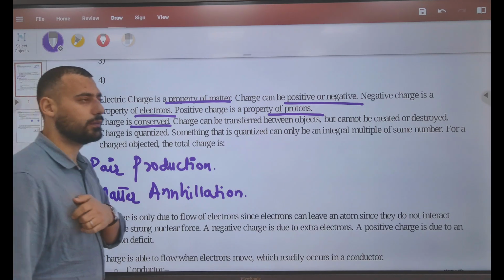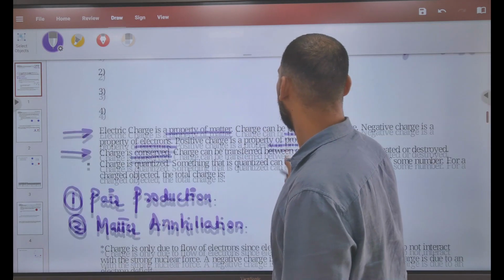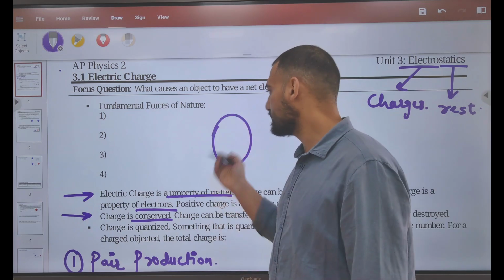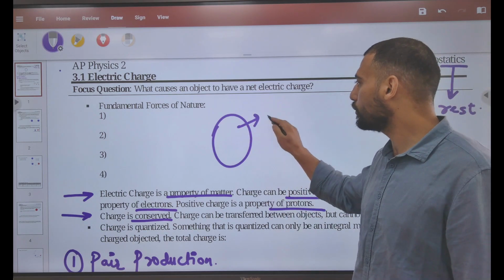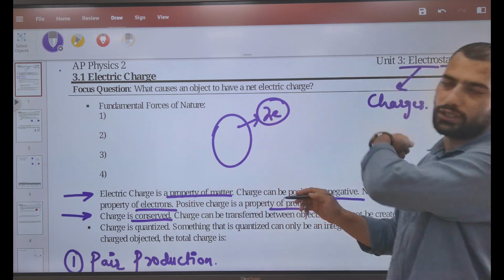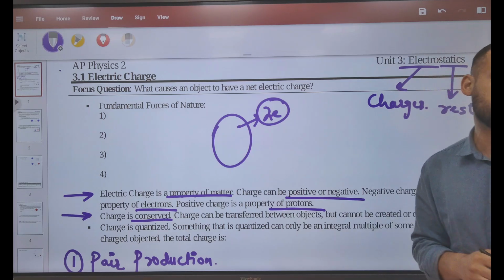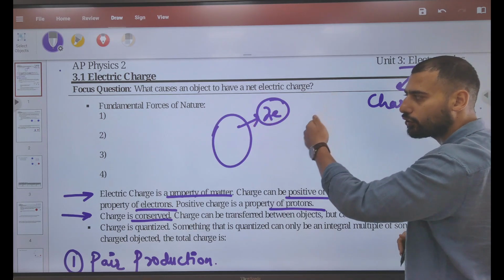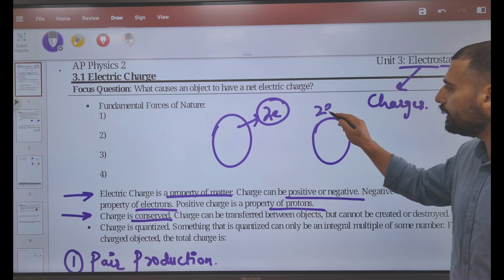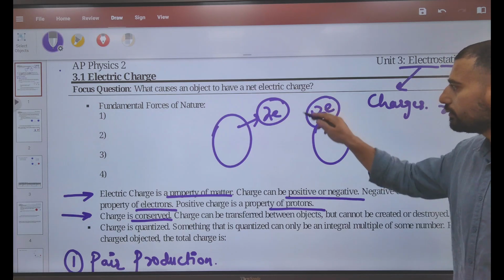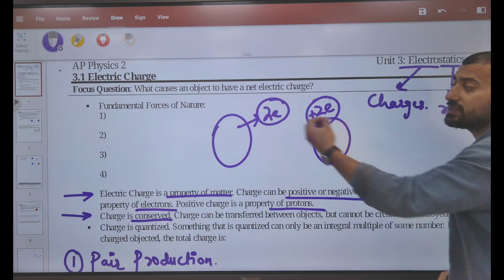Understand, very important. When you talk about conservation of charge, what did I say? There is a body, say for example, this body is neutral. If I take away 2 electrons from this body, what will happen? There is an equilibrium of protons and electrons in this body, isn't it? But when I take away 2 electrons, now this body will have 2e but positive charge, isn't it? Correct? So it is not the creation of charge, it is the transfer of charge.